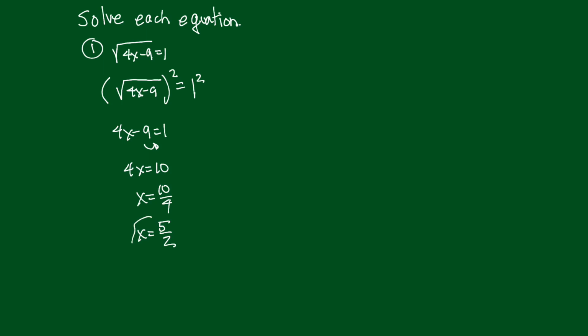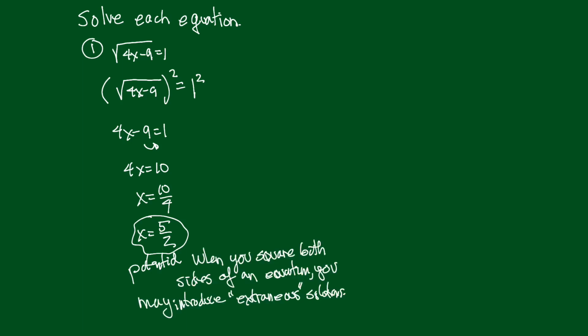Now, this is a potential solution. This is just potential. There's no way around it. When you square both sides of an equation, you may introduce extraneous solutions. So when you square both sides of an equation, like we did here, I can introduce extraneous solutions. That means an extraneous solution is one that may solve one of these equations down here, but it does not solve the original. So I have to check. No way around it. So we need to check. So I'm going to write check, if I can.